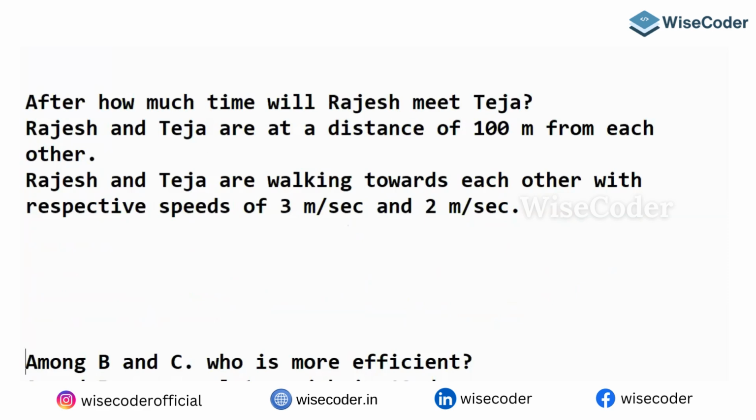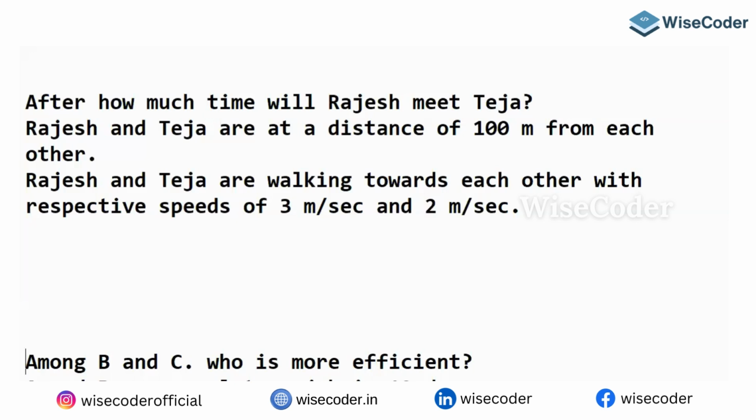Look, Rajesh and Teja are at a distance of 100 meters from each other, guys. If I know the distance, okay, see, what do you want? Time. If you want the time, what do you need? The time formula is distance by speed. If you don't know the speed, how are you going to figure it out? No. So that's not your answer.